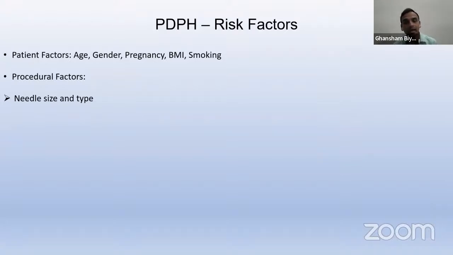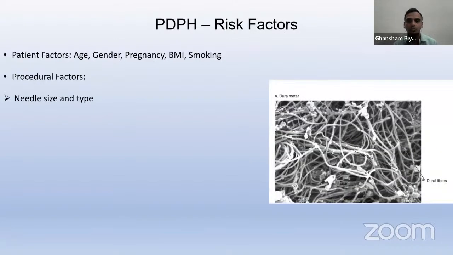But when it comes to the type of the needle, we can divide the types of the spinal needles into dura separating and dura cutting needles. And the teaching is that if you use dura separating needles, the incidence of PDPH is less compared to the dura cutting needles. But I would like you to focus on the picture which I have taken from Mysore.